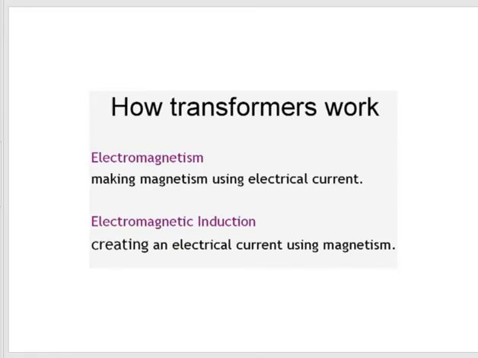Before we go into detail about transformers, I just want to point out not to confuse electromagnetism with electromagnetic induction. Electromagnetism refers to the creation of magnetic force using electrical current, while electromagnetic induction is creating electrical current using magnetism. Alright, so they are two different things.